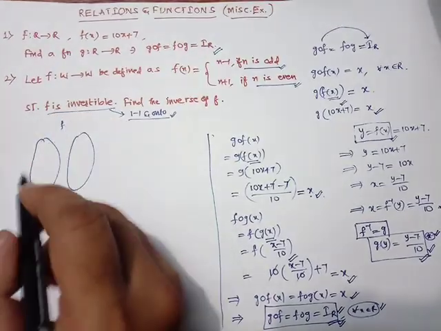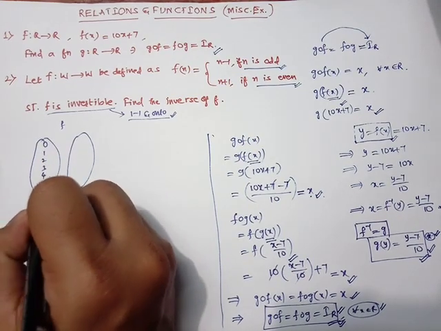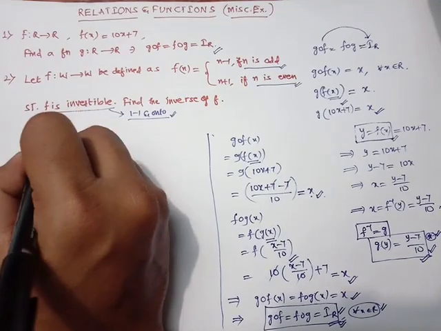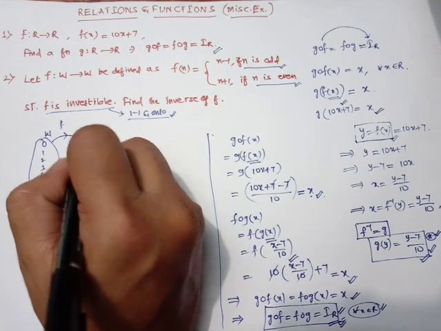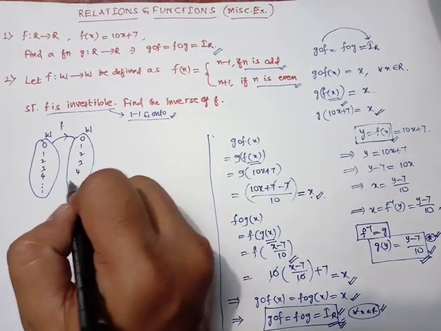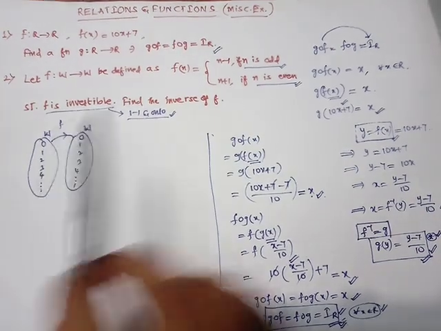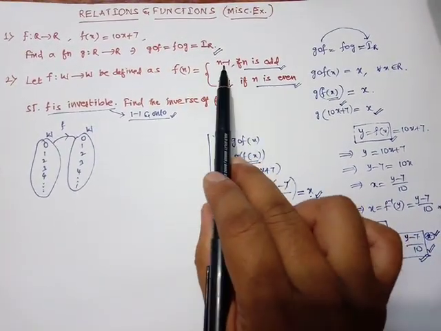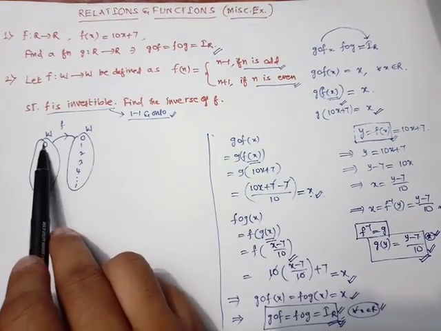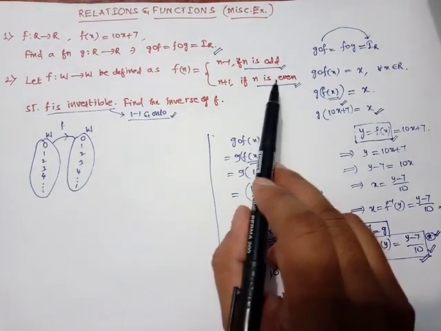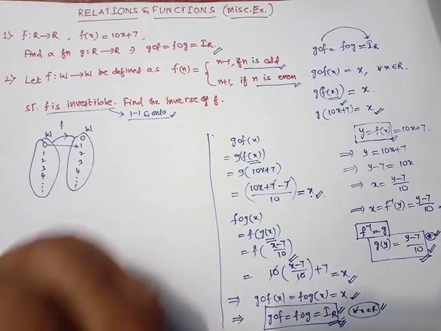we define the function f, taking the numbers 0, 1, 2, 3, 4 and so on, the whole numbers, in both sets. The function is defined from W to W. Now you see how the elements are related. If n is odd, n - 1 should be taken. If n is even, n + 1 should be taken. 0 is even, so n + 1, that is 0 + 1, which is 1.